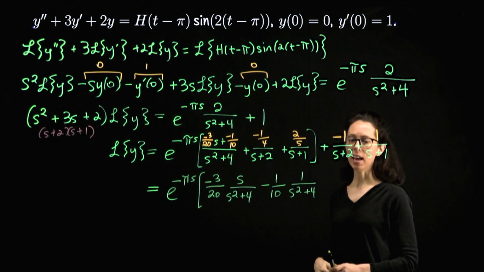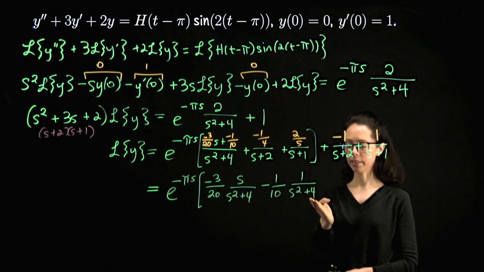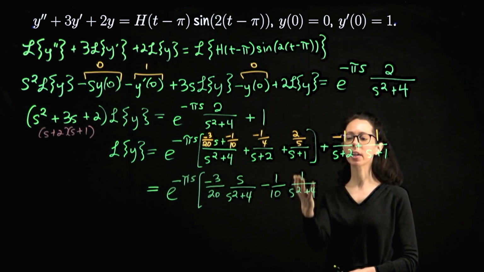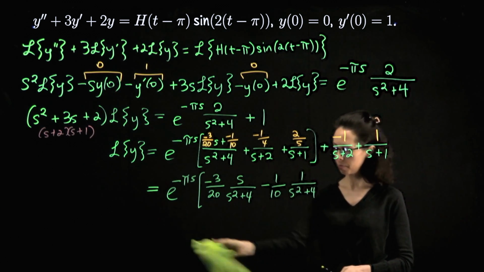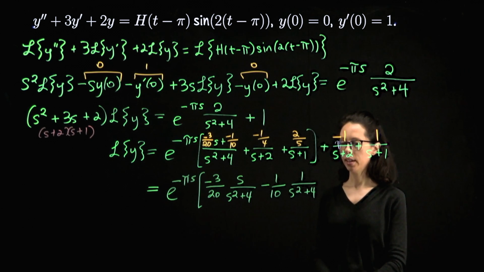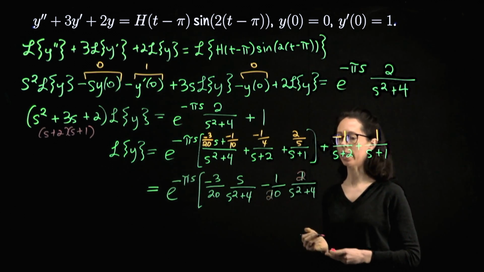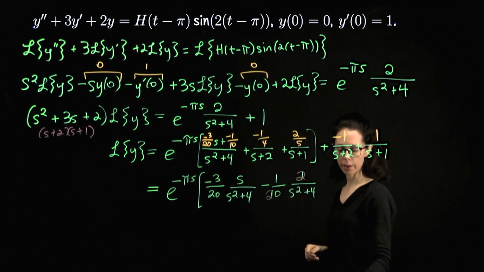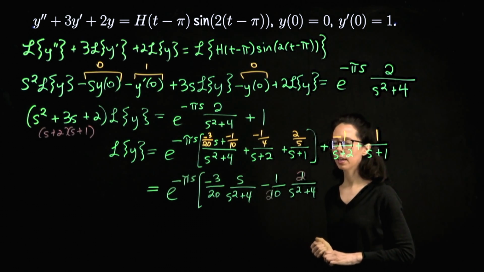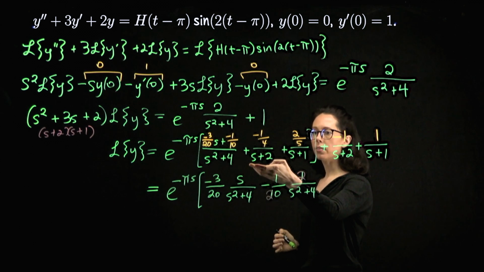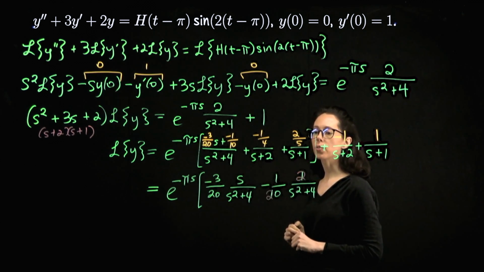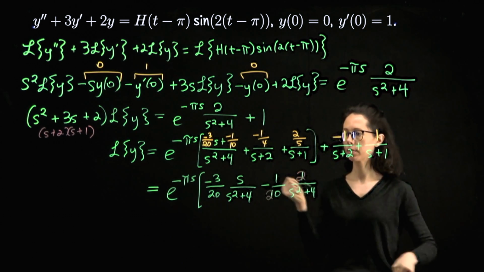This looks like sine, but because this expression here is like omega squared, and we would like to have omega in the numerator, I'm going to take that 1 and turn it into a 2 and then make this 1/10, 1/20th. Okay, now these are ready to go. Here, this looks like negative 1/4 times the Laplace transform of e to the negative 2t.